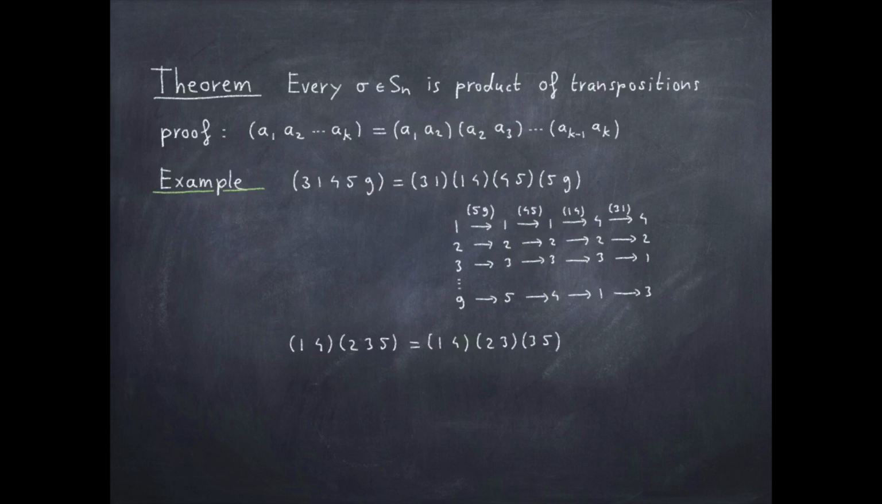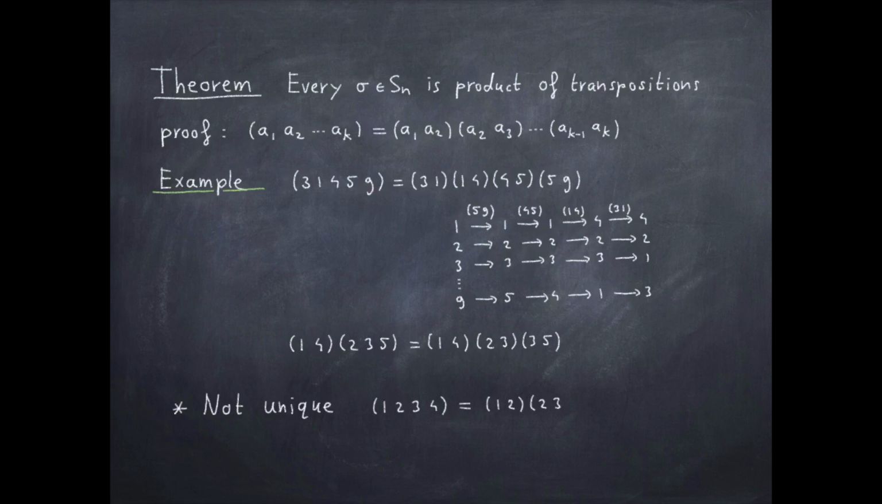Now that we've shown that any cyclic permutation is the product of transpositions, the theorem follows from the fact that any permutation is the product of cyclic permutations. Indeed, writing each of these cyclic permutations as a product of transpositions, we obtain a decomposition of our original permutation as a product of transpositions. This completes the proof.